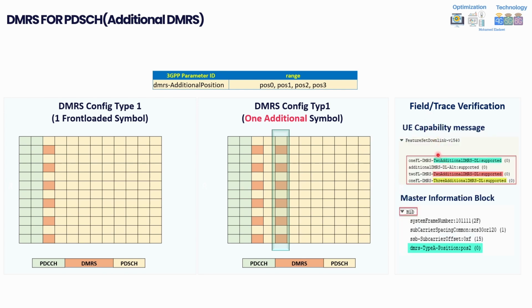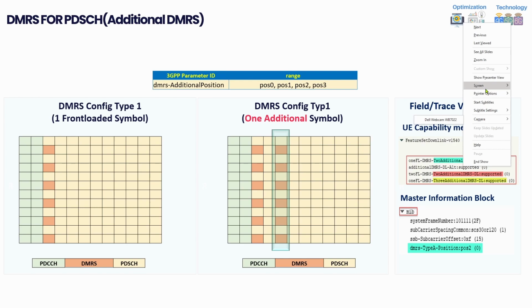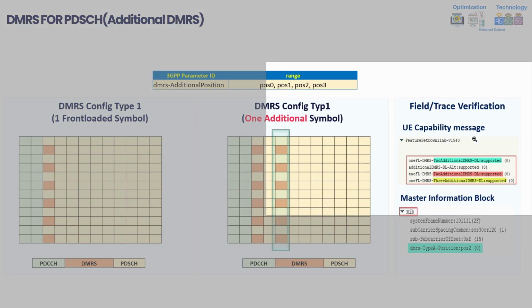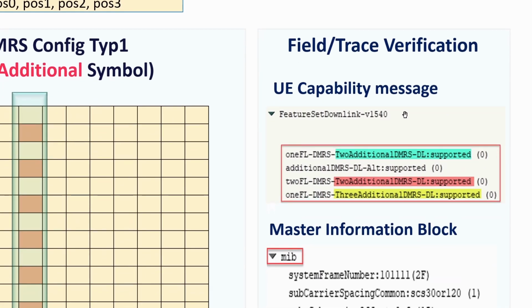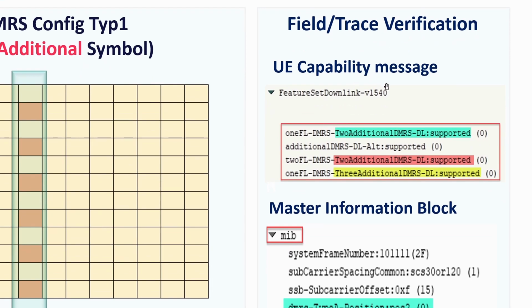The first part that you need to check is the UE capability, because this relies on UE capability. Not all UEs can support additional symbols. Let me zoom in on this part here. Zooming in, you can see the UE capability message. Under the UE capability message, you can find something called feature set downlink. You can see here you have one front loaded DMRS. This is the capability of the UE.